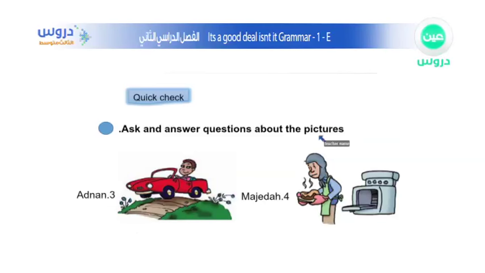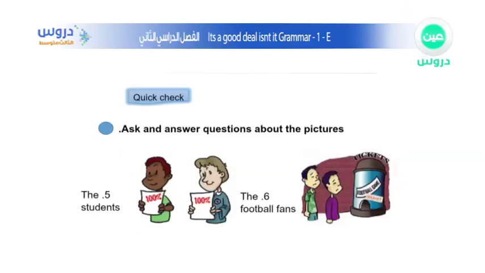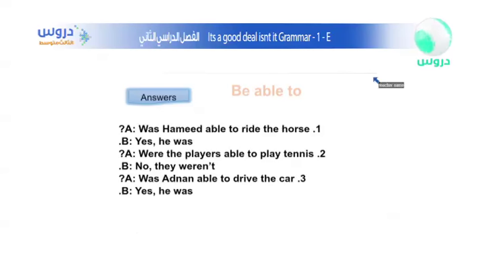Was Adnan able to drive his car? Yes, he was. Majida. And look at the expression of her face. Let's give her another one, you know. What do you think? Okay. Was Majida able to bake the cake? No, she wasn't. And here is her brother, maybe. Okay. I think it's enough. Let's check the answers.